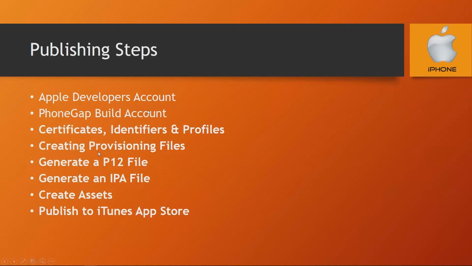It's a little easier to do on a Mac than it is on a Windows machine, but you can do it on Windows, so you wouldn't have to have a Mac in order to do this. So anyways, these files that are created, the P12 file and the provisioning files, are basically used by Phonegap in order to create the IPA file for testing and publishing.